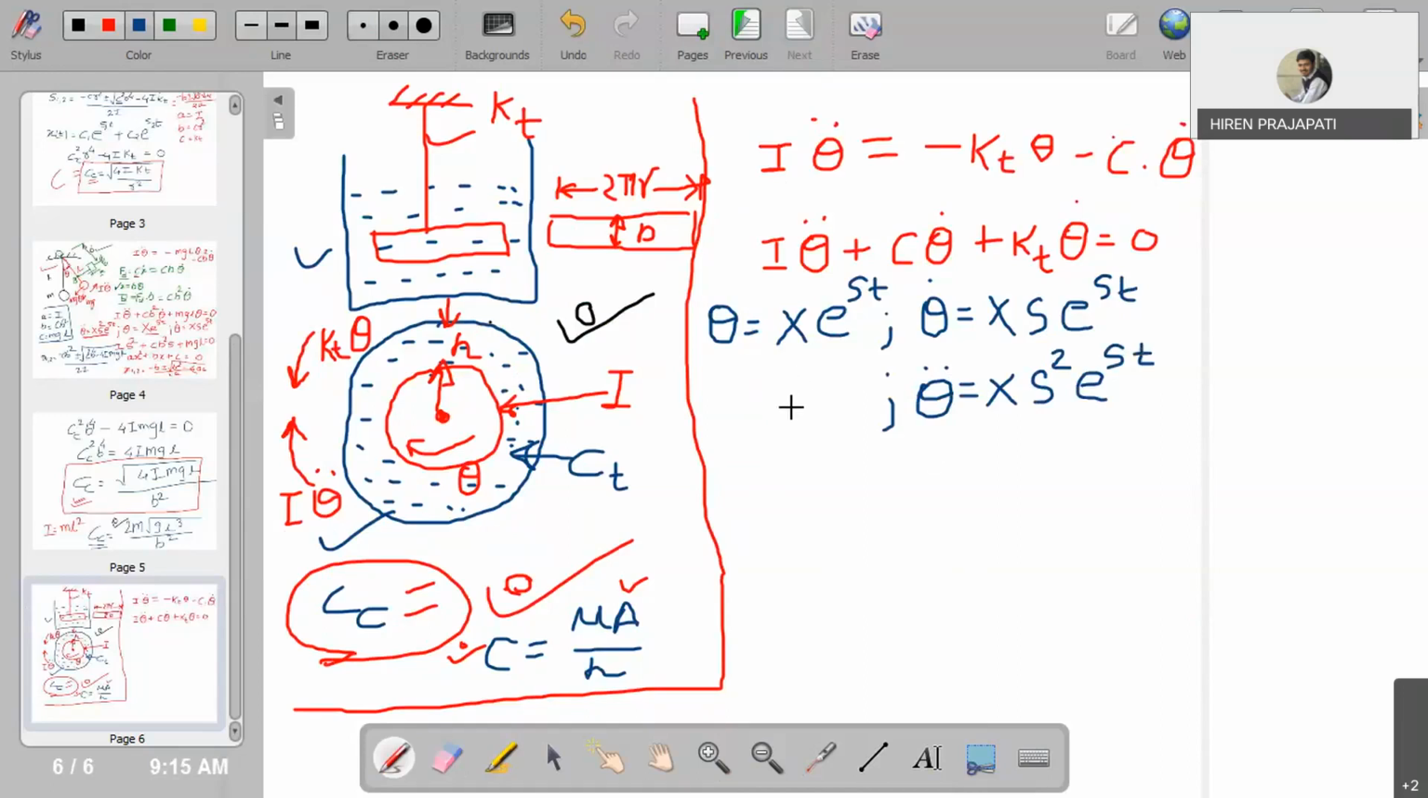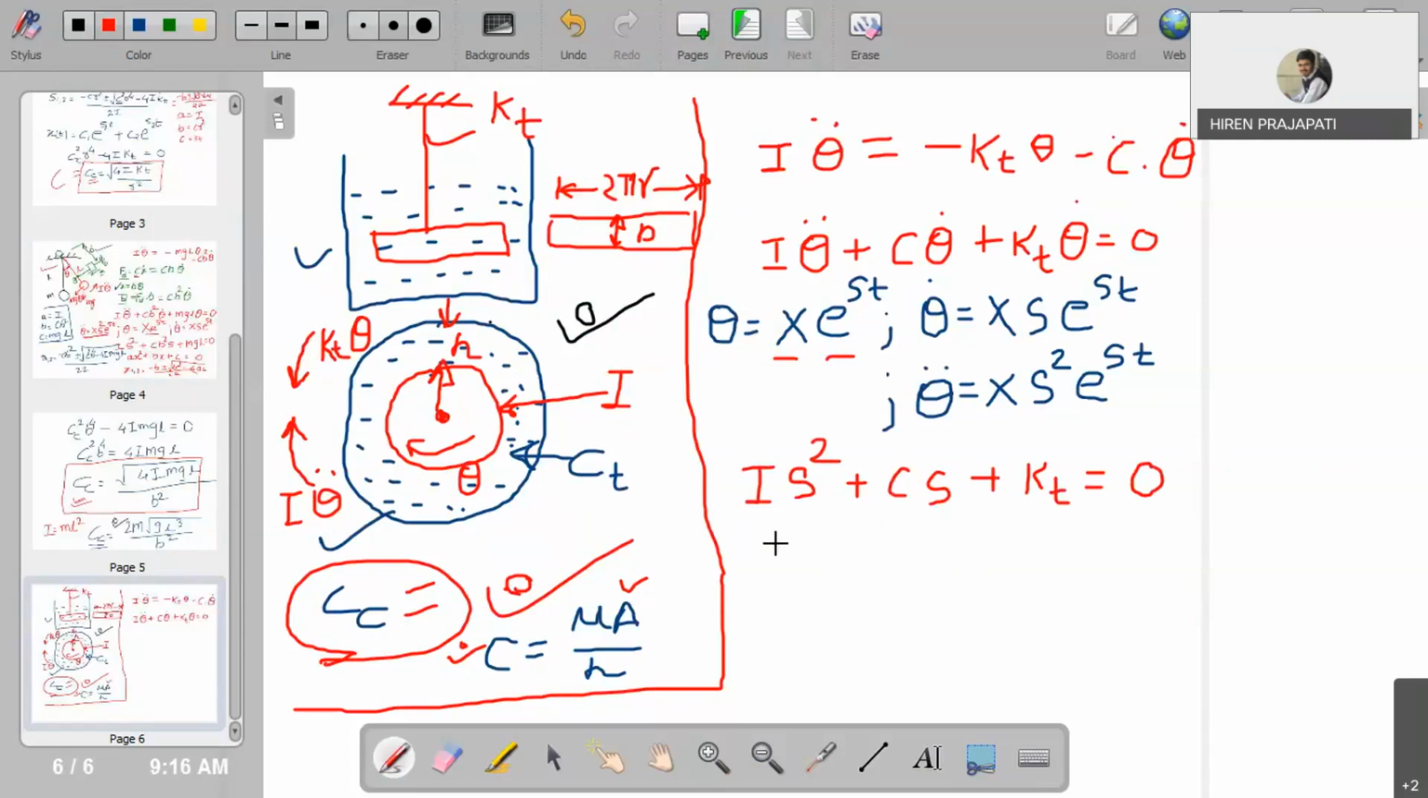Now what is our next step? We put all these theta values in the above equation. Then from all these equations, if you look, x e to the power st is common in all, and that is moved to the right side, so that becomes 0. Then again we'll get I s square plus c s plus kt is equal to 0, right?